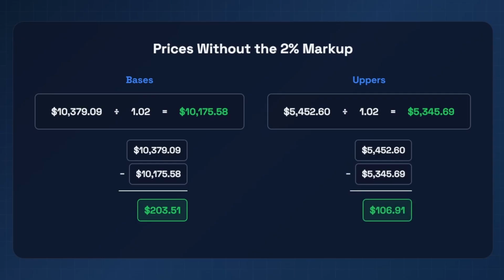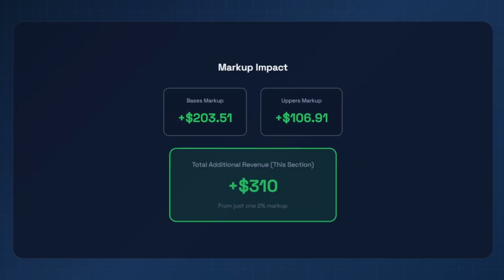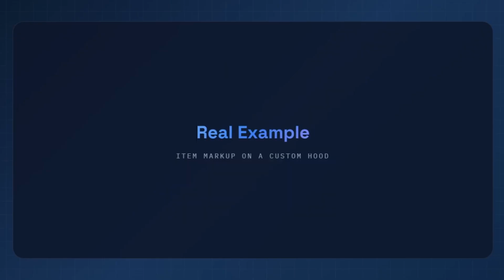The 2% drawer box markup adds approximately $204 to the bases and $107 to the uppers, a total of about $310 in additional revenue just from that one markup on this section alone. Now let's look at an example with an item.